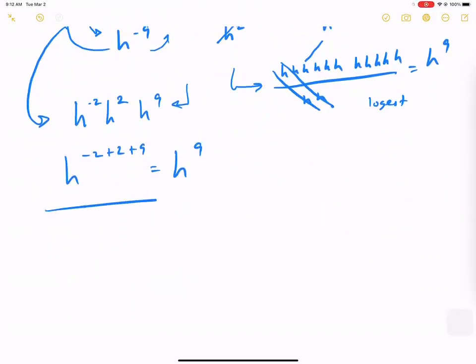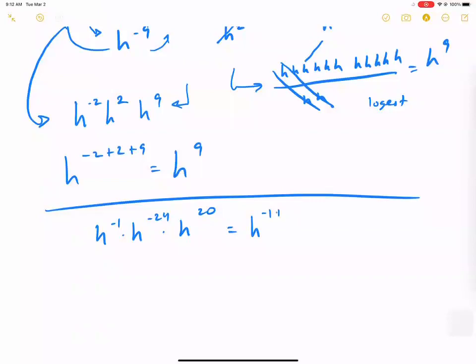If I give you this next problem with h's, h to the negative 1, h to the negative 24, and h to the 20th power, these are some big numbers. So according to our rule, since we're multiplying powers, we could add the exponents: h to the negative 1 plus negative 24 plus 20. And hopefully you can see negative 1, negative 24 is negative 25, and negative 25 plus 20 is h to the negative 5.